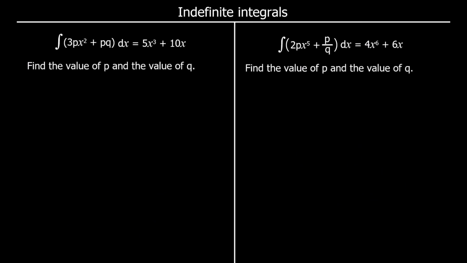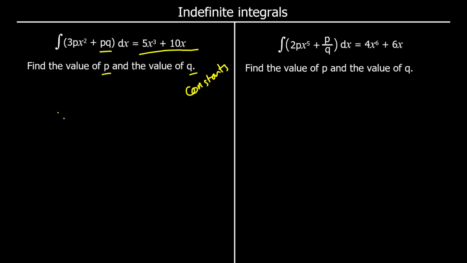This time we have letters, P and Q. We're going to assume they are constants. So they're just numbers. So we can integrate, and we're told the answer. And then by looking at what we've got in terms of P and Q, we should be able to see what P and Q are. So remember, P and Q are just numbers.